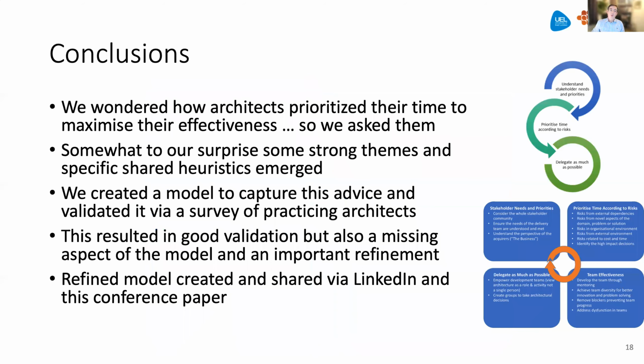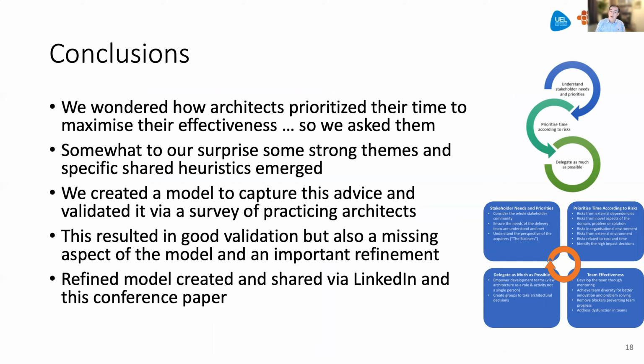So what were our conclusions? Originally, we wondered, how do architects prioritize their time to maximize their effectiveness? So we decided to ask them. And somewhat to our surprise in the original study, some strong themes and specific shared heuristics emerged. So we created a model that captured that advice, and then we validated via a survey of practicing architects.